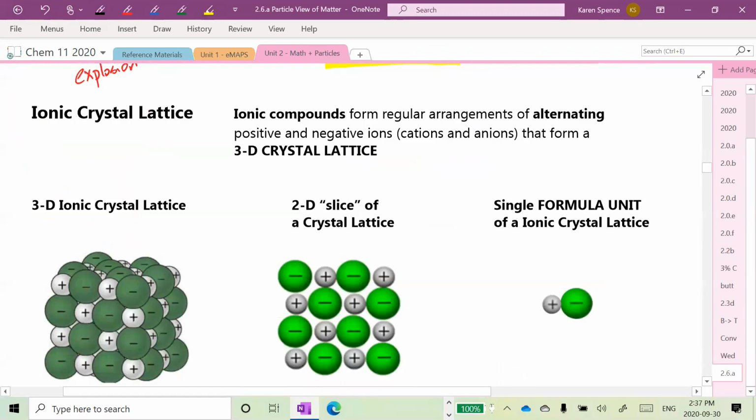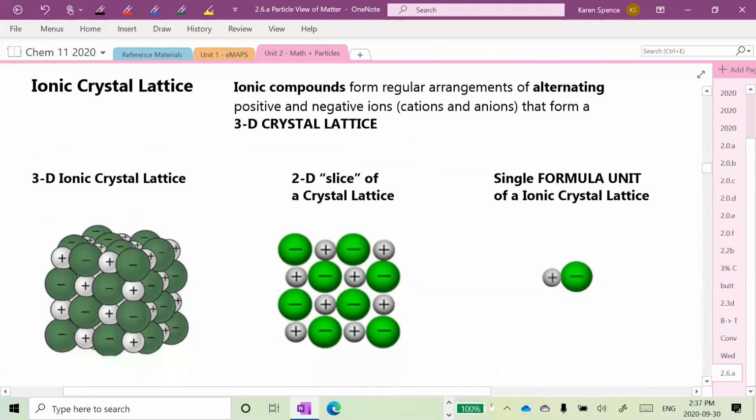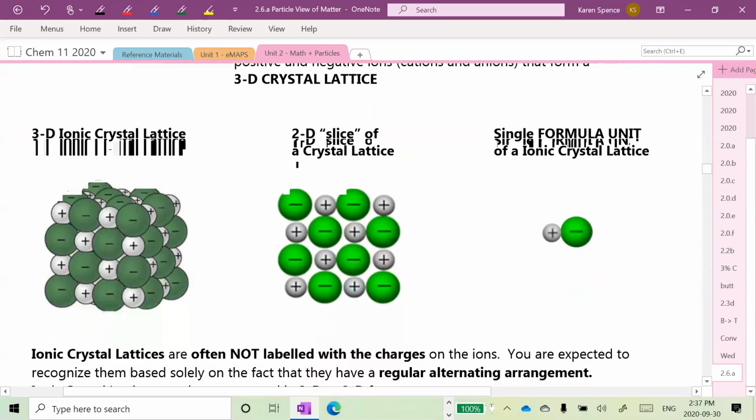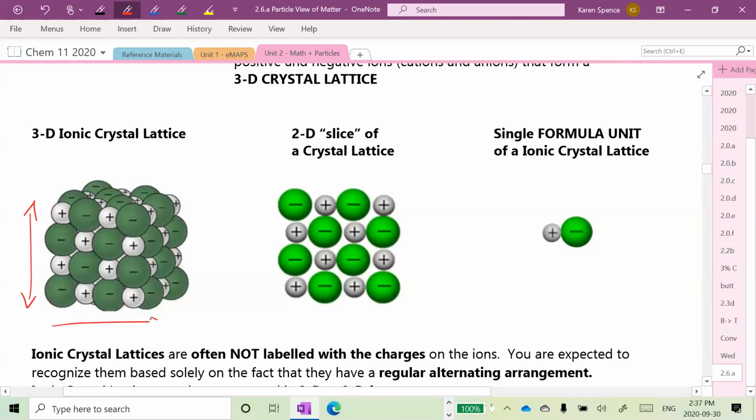In an ionic crystal lattice, you have alternating positive and negative charges. So you can see this three-dimensional structure, right? It goes up and down, it goes side to side, it goes front to back, right? And it alternates positive, negative, positive, negative, positive, negative. Now you could take a single slice of this and it would look like that. And often we will draw it like that. You can actually take a single one of them.